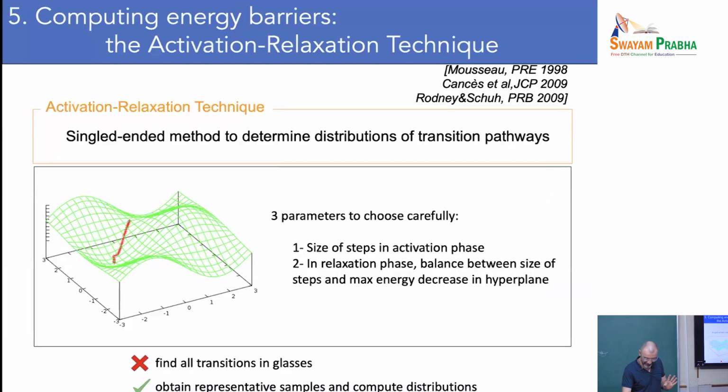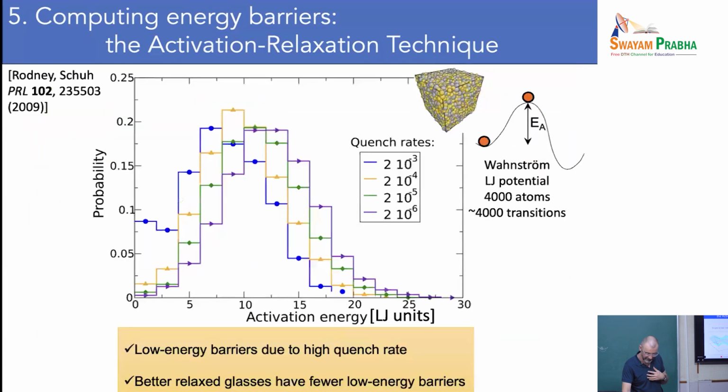But what is interesting is that now if you apply it to a glass, these are the kind of things that you can draw. So for example, it's a very simple Lennard-Jones potential, only 4,000 atoms. And in practice, what we have found is that if you have as many saddles as the number of atoms, the distributions are converged or close to converged.